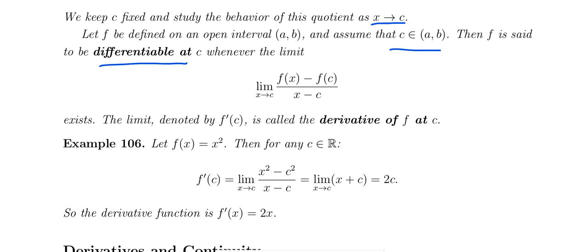So the function has a derivative at c, denoted f dash of c. f dash of c exists means that f dash of c equals the limit as x tends to c of f of x minus f of c divided by x minus c exists.